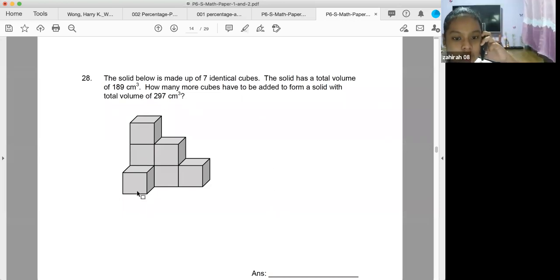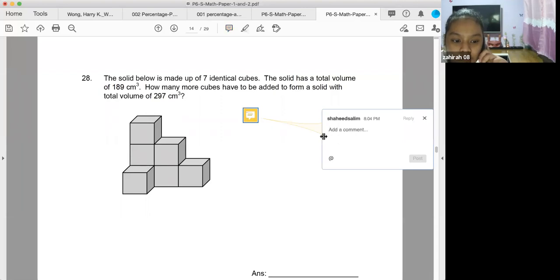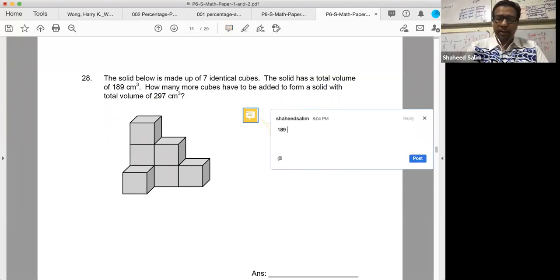Okay. The whole volume is 189. You divide by 7. So step by step. 189 divided by 7, you get 27. Then you want to increase the volume from 189 to 297. So you've got to find out how much more. 297 minus 189. You get 108. Right? So 108 must divide by 27. Equals to, well, you're not so sure how to divide. Okay, 27 times 1.